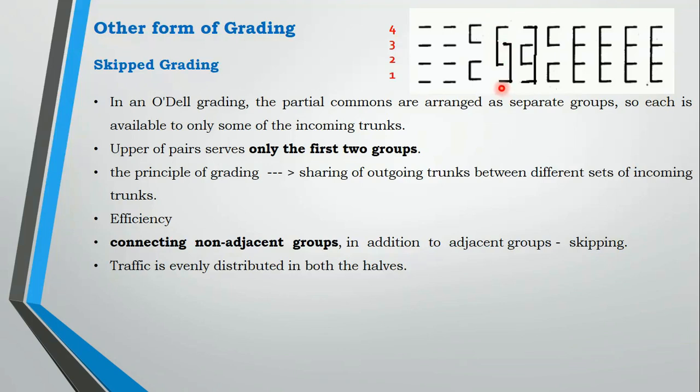And this is a common connection between 1 and 3. Again this is 3 and 2, and it is 1 and 4. This is skipped grading, where you can have good traffic. That means if these trunks are busy and this group is busy, you can easily avail these two common connections. This is about skipped grading, where traffic is easily, that means evenly, distributed. There won't be any load on only individual switches or quadruples or even the doubles. For that purpose, skipped grading is more preferable.